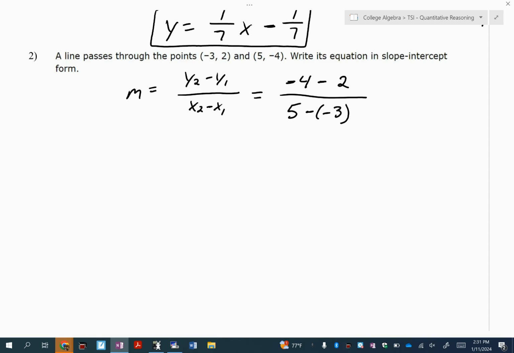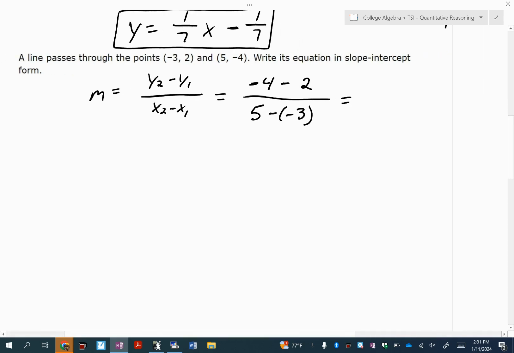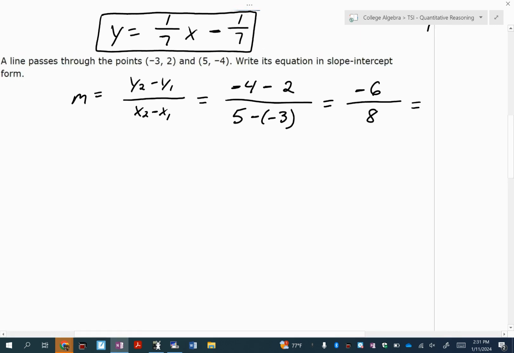Let's see. What's negative 4 minus 2? Negative 6. And what's 5 plus 3? 8. If you reduce that, you get negative 3/4.